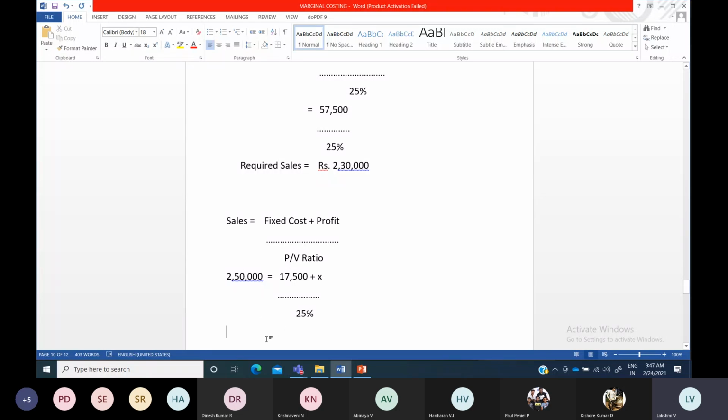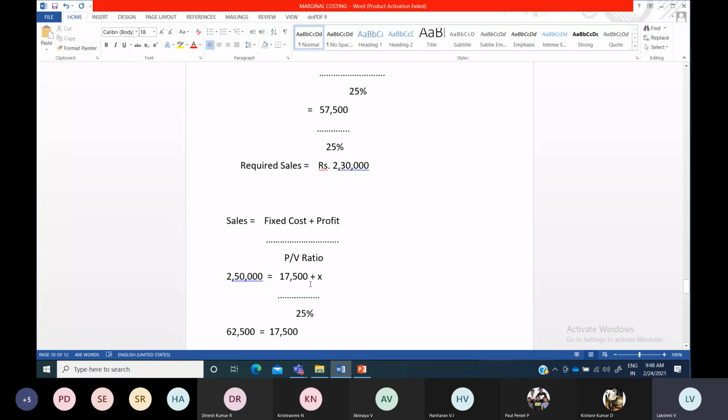Okay, just find out that value. So let me tell: 2,50,000 into this 25%. 25% means what? 25 divided by 100, that is 0.25. So how much you are getting, you just find out. Cross multiply these two, you just do it. How much you are getting? 62,500, ma'am. Okay, 62,500.